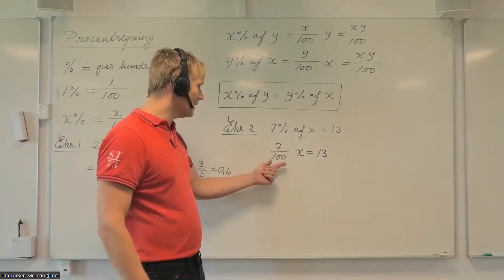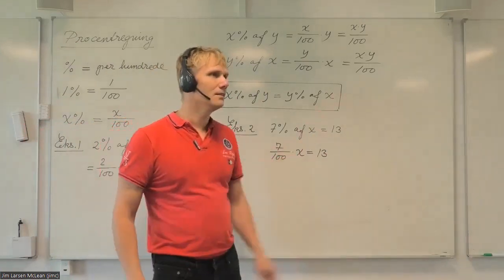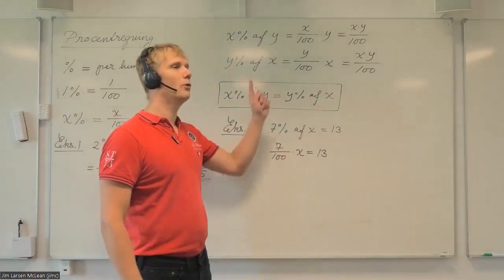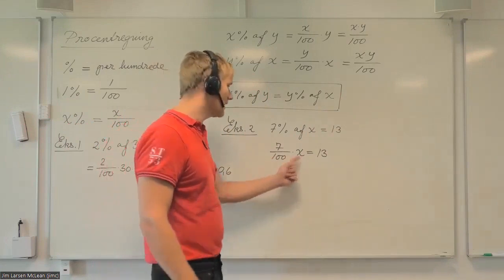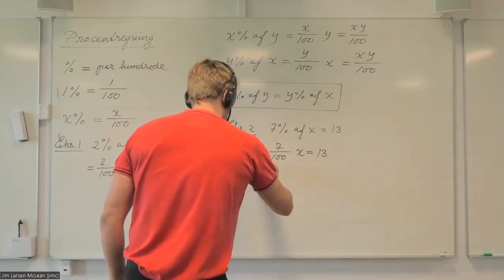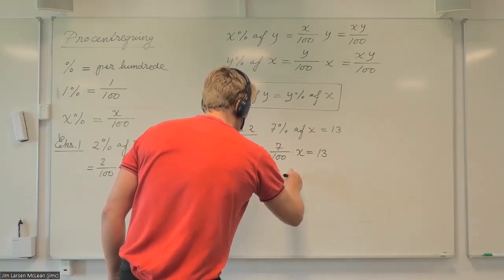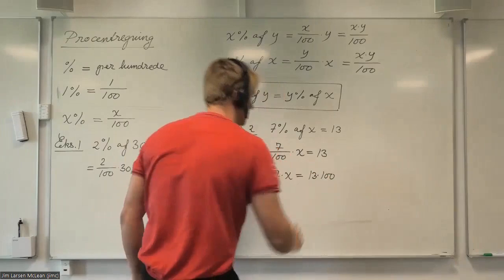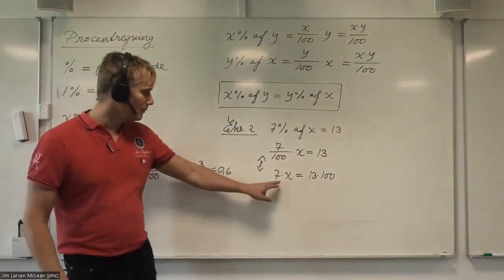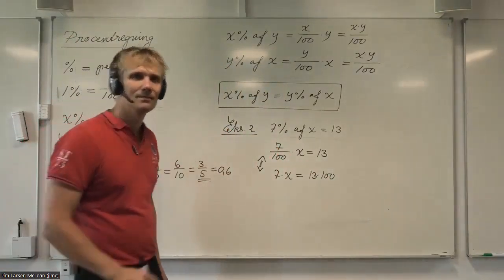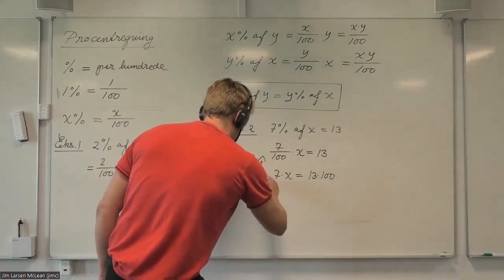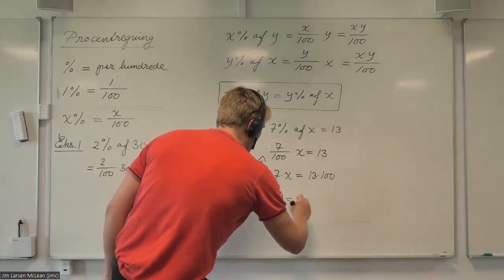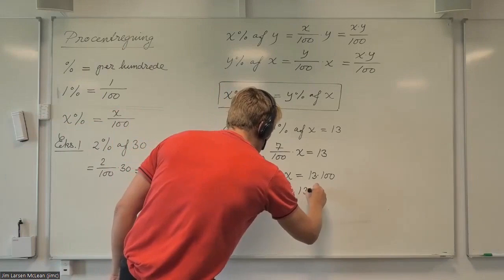So if I want to get rid of 100 when it's on the bottom, I have to multiply by it. And if I want to get rid of 7 when it's on the top, I have to divide by it. So I multiply the equation by 100. So there are 7x left, equal to 13 times 100. And finally, I just need to divide by 7. Then I found x. So x is equal to 1,300.